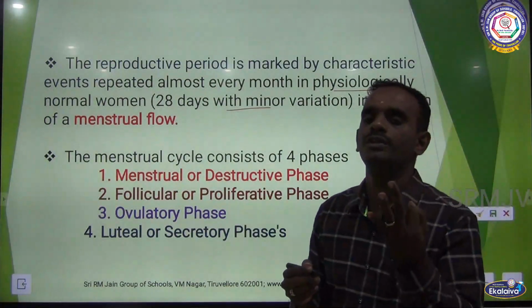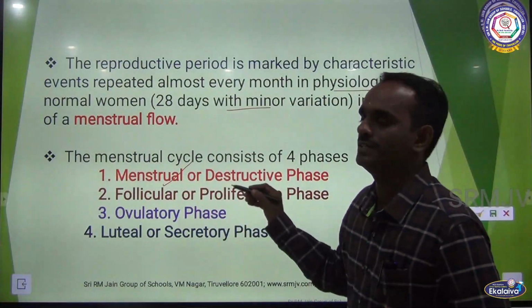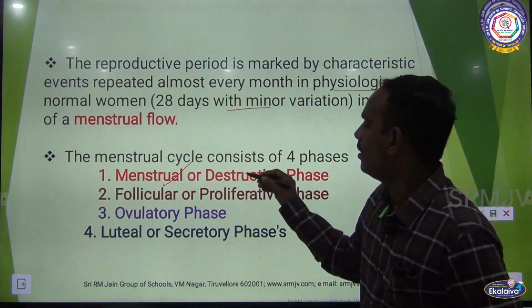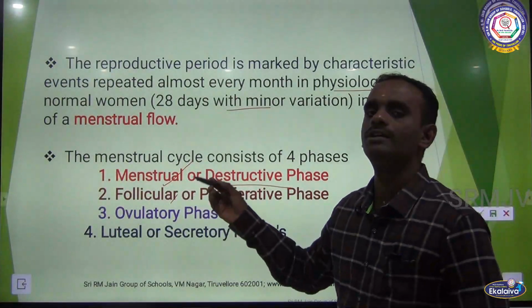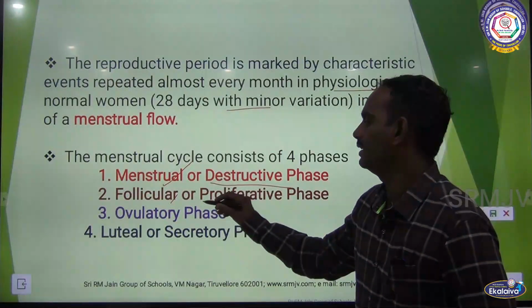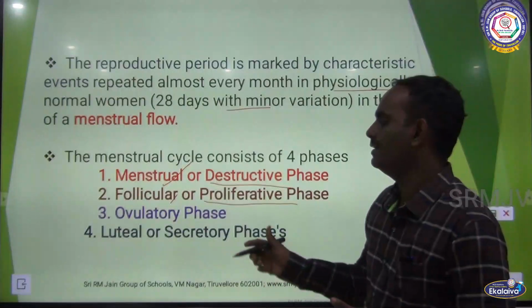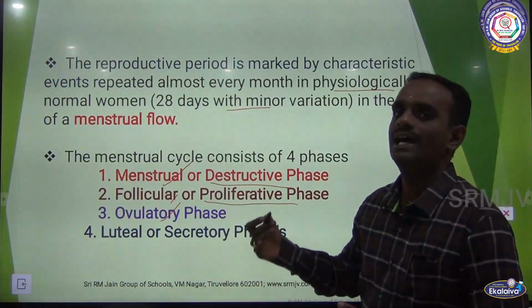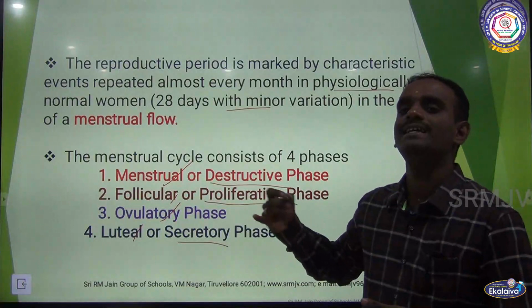Phase 1, 2, 3, 4. What is the first phase, children? That is the menstrual phase. It is also called the destructive phase. Second one is the follicular phase, otherwise called the proliferative phase. Third one, the ovulatory phase, and the last, fourth one, the luteal phase or secretory phase.